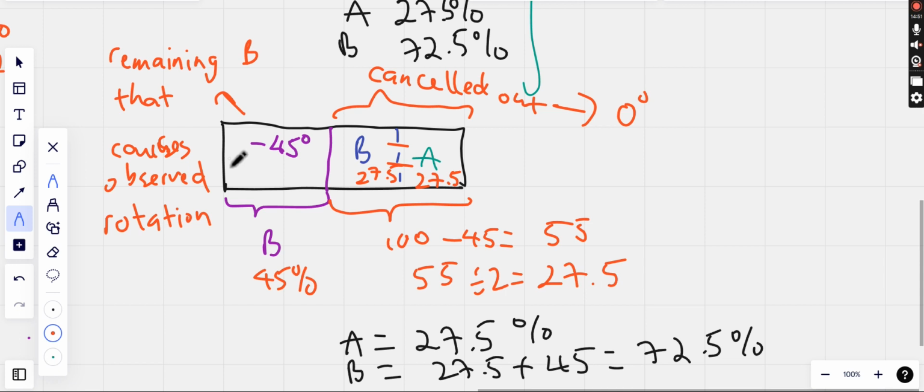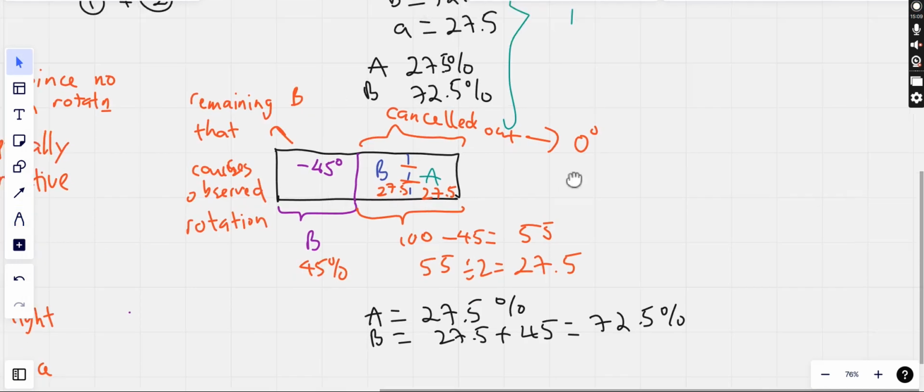I hope that this second method is easy for you to see. I only realized this method quite late into my time of doing enantiomers. Most of the time I went by the first method, but this is much easier actually.